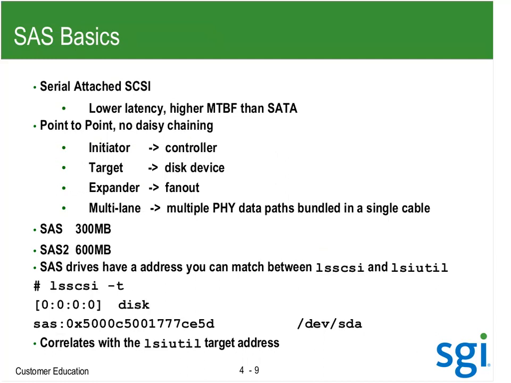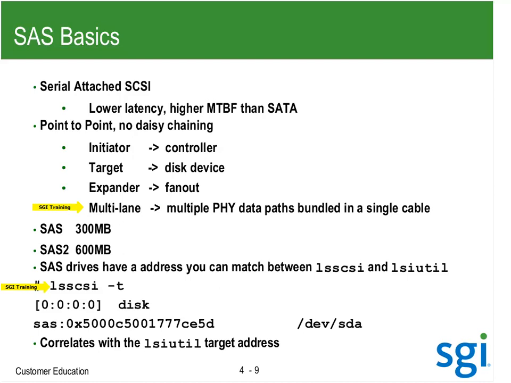And for SAS, serially attached SCSI, again, this is a lower latency drive and a higher mean time between failure than a SATA drive. They do generally cost a little bit more. SAS is basically a point-to-point SCSI. There is no more daisy chaining. There's no contention on the interface between the controller and the device. Terminology, the controller is called the initiator, and then the device is called the target. And you do have fan-out capability on SAS called an expander. And also in the cabling, we have multiple physical data paths bundled in a single cable, and this is called a lane. We have multi-lane cabling giving me multiple parallel data paths, multiple physical parallel data paths on that cable.